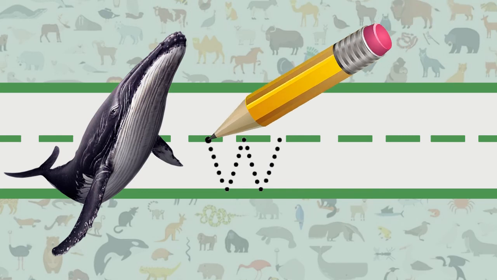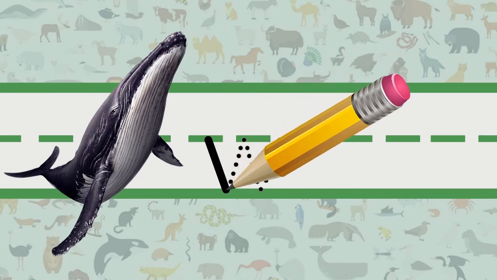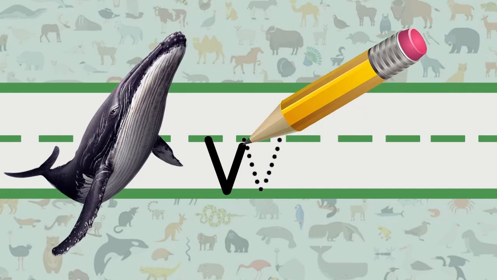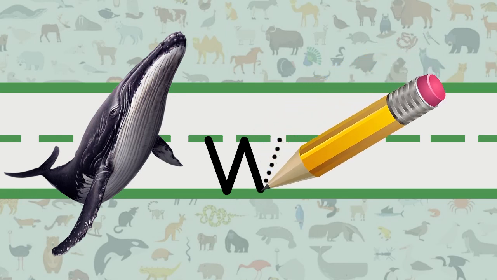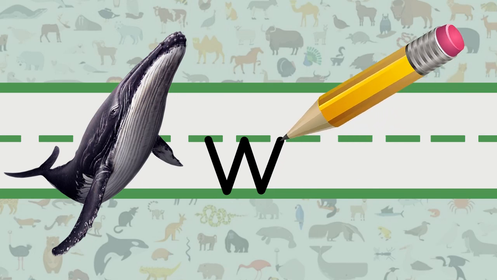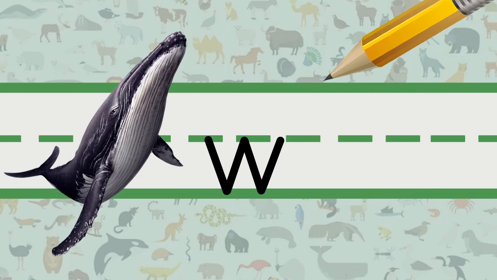Start at the middle and draw a diagonal line down to the bottom. Then from there, draw a diagonal line back to the middle. Then another diagonal line down to the bottom, and another diagonal line back to the middle. Good job! Let's do that again.